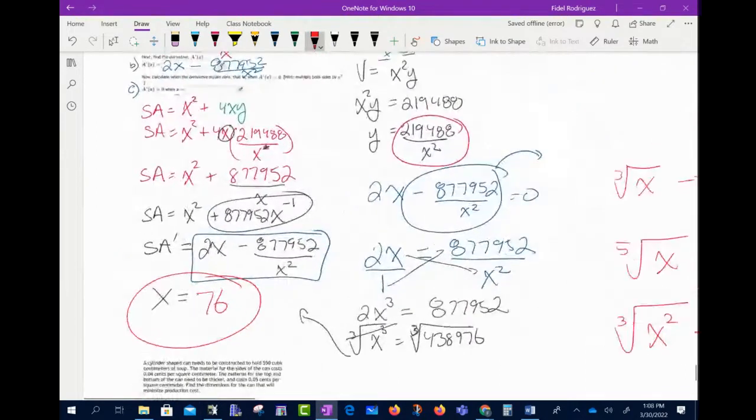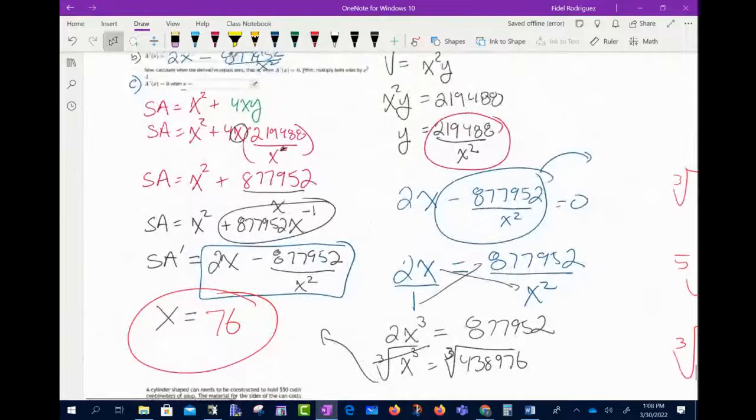Now, I'm sorry, I just didn't hear you. So when it's cube root, the only time you're going to do plus or minus is if you have an even root. So if you have square root, fourth root, sixth root, eighth root, then you have to worry about plus or minus. If you have an odd root, you don't have to worry about plus or minus. It's just the answer that you come up with.